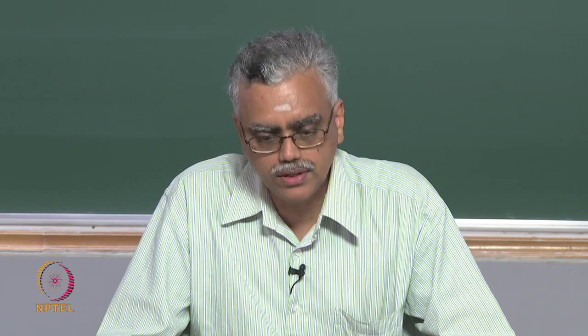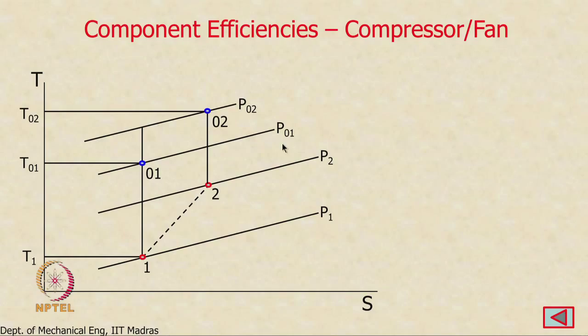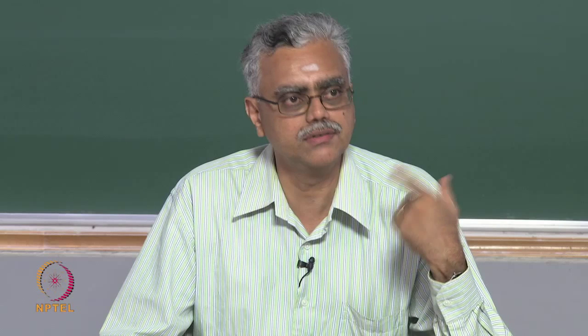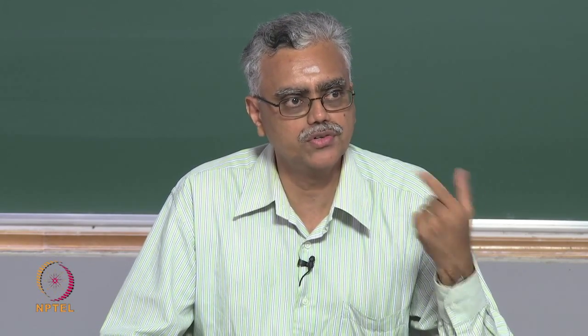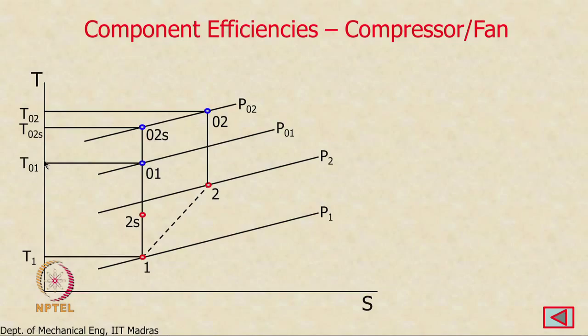Now we are going to quantify the efficiency of this device in the same manner as we did before. So you can clearly see that the stagnation state changes from 01 to 02. We want to make sure that we can relate this change to a change in stagnation temperature for an isentropic process. So what we are going to say is, if the stagnation pressure changes from P01 to P02 in an isentropic process, what would the stagnation temperature have been? That is what we are going to see.